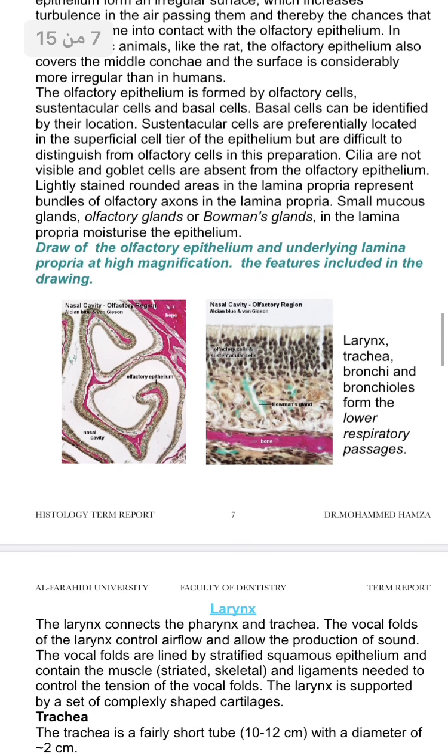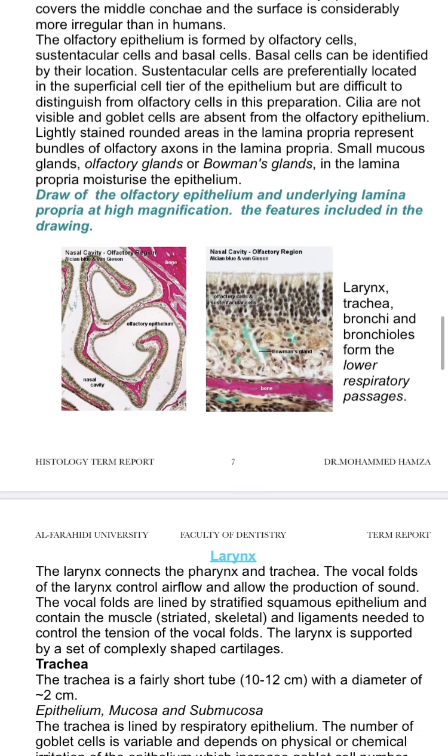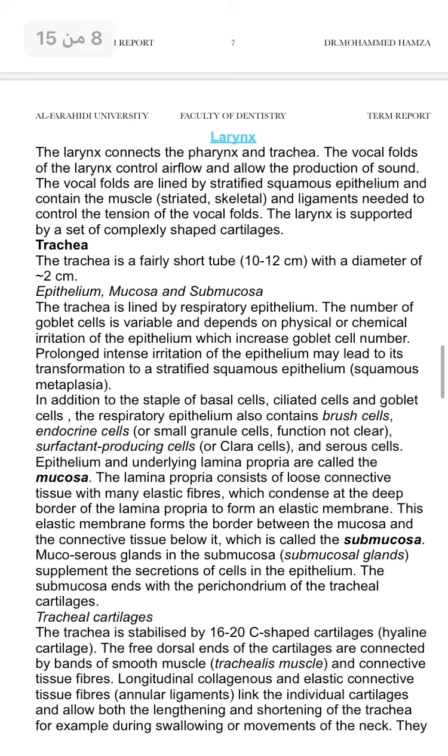We see here the drawing of the olfactory epithelium and the underlying lamina propria at a high magnification. The following features include the drawing, where we see the larynx, the trachea, and the bronchi and bronchioles of the lower passages of the respiratory system. And now we move into the larynx.